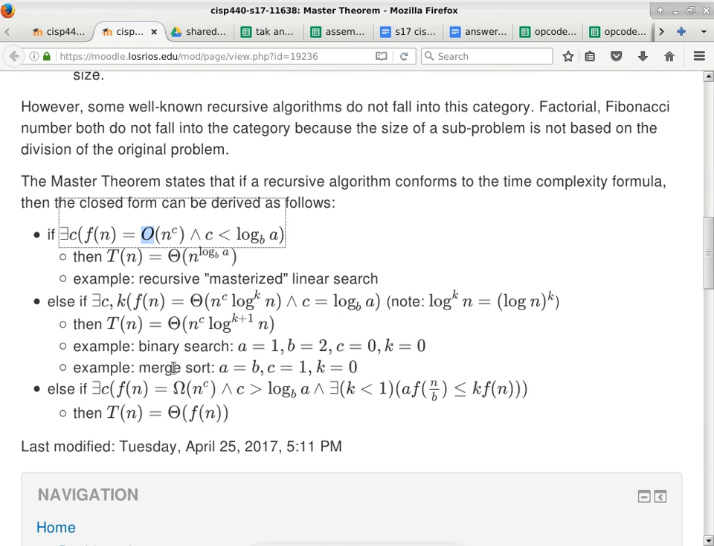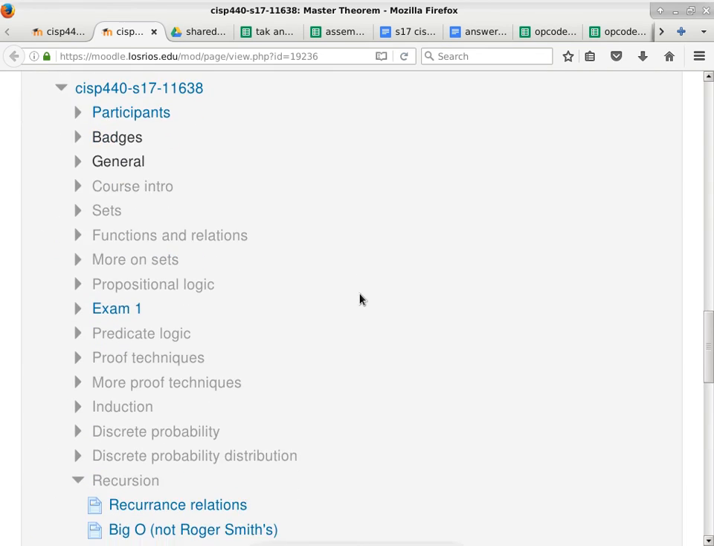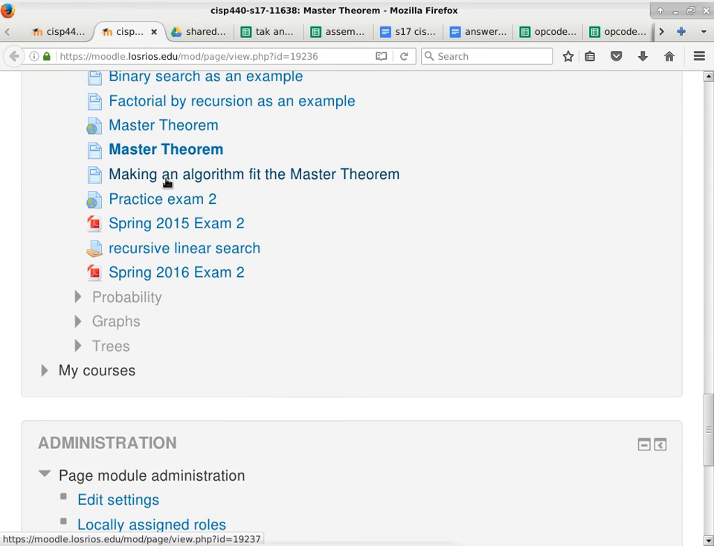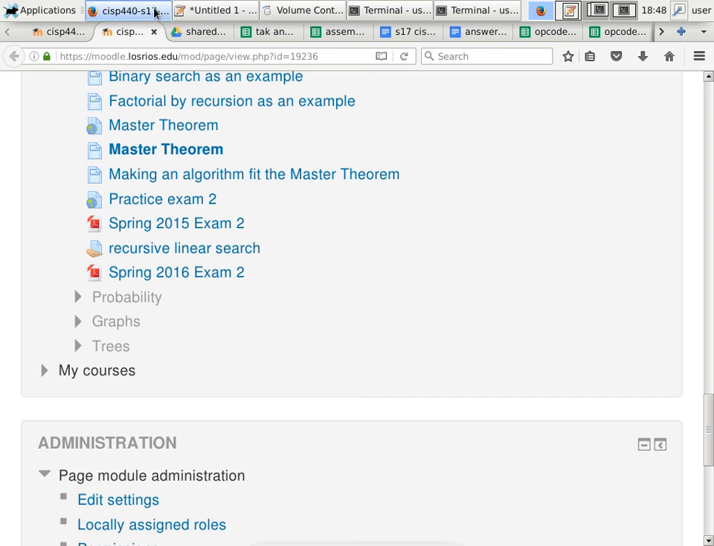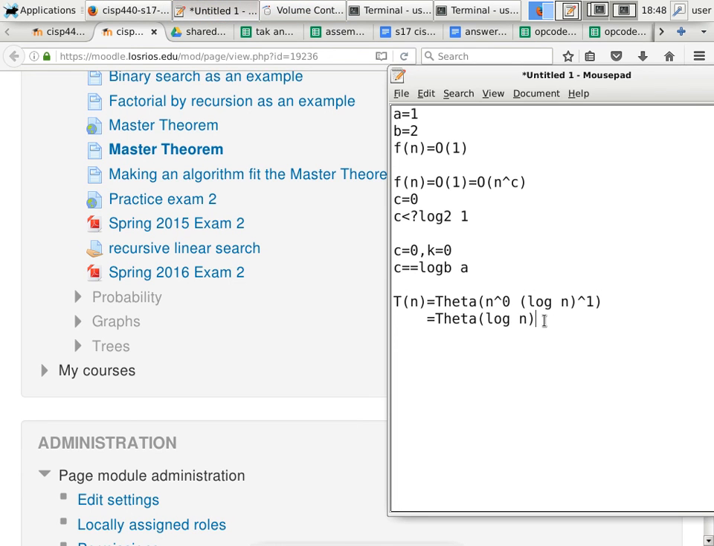Is that okay? So now I'm going to throw a wrench into this whole thing. Okay? What about linear search? There's no recursive version of linear search, or is there? Okay, so let's take a look at different versions of the linear search algorithm. That particular thing is actually addressed in one of my notes here, making an algorithm fit the master theorem. But instead of just reading out of this slide here, I'm just going to show you the code right here.